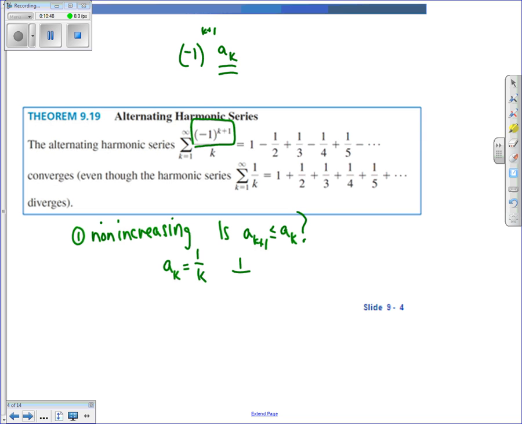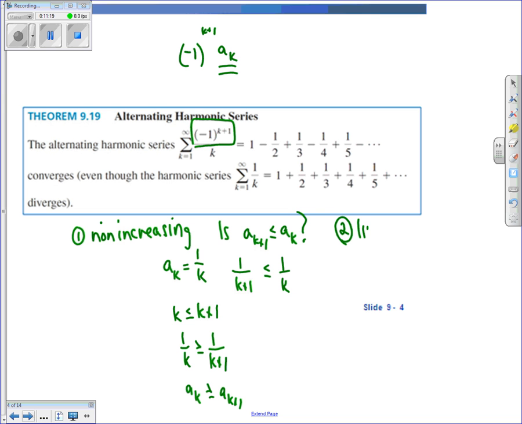Is it true that 1 over k plus 1 is going to be less than or equal to 1 over k? Now, if you want to actually give a formal proof, we know that k is less than or equal to k plus 1. And now taking the reciprocal of both sides inverts the inequality. So 1 over k then is greater than or equal to 1 over k plus 1. And this is a sub k, which is greater than or equal to a sub k plus 1. And so it is non-increasing. Okay, so we have condition 1 met.